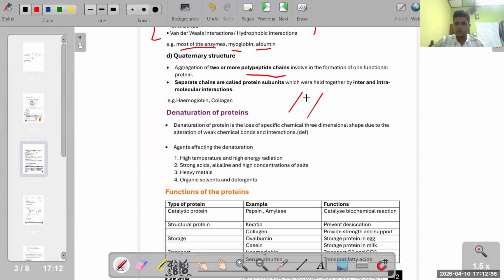They have said that minimum two. If you take two, they are separate chains, right? Each of them is called a protein subunit, and between these, there are intermolecular interactions like this, or there can be intramolecular interactions present. Intramolecular present like this. Is that clear? Inter means between two, intra means within the molecule. Is that clear?